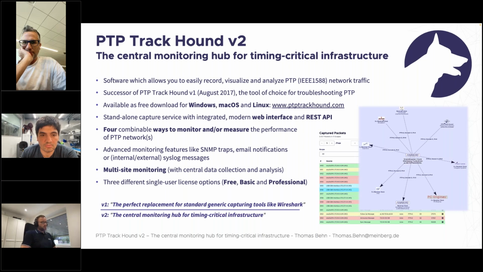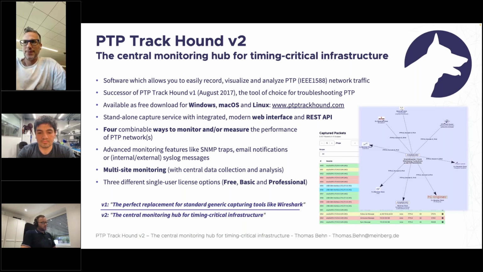It's the successor, obviously, of PTP Track Hound version 1. Version 1 was released in August 2017. We had like 7,000 or 8,000 downloads of version 1 since then. It's been the tool of choice for troubleshooting PTP, basically for live troubleshooting, and it's been used at many PTP plugfests. At the SMD plugfest, for example, it's been heavily used.